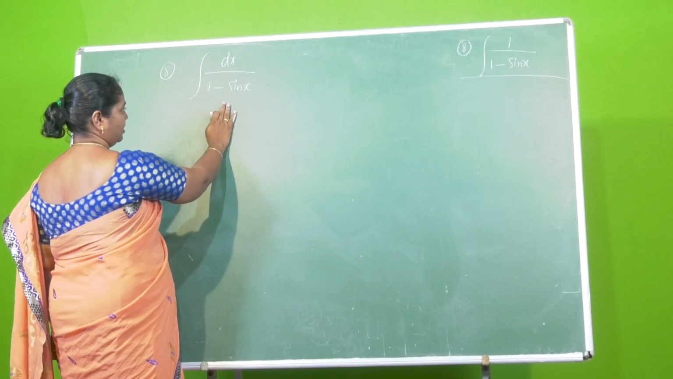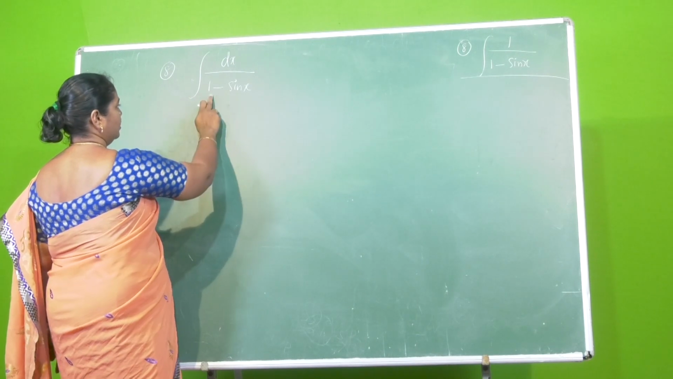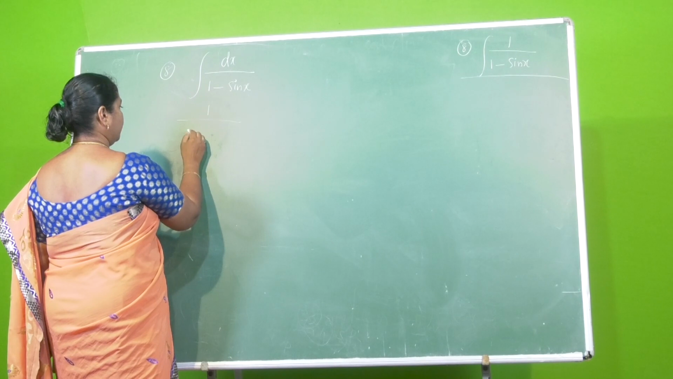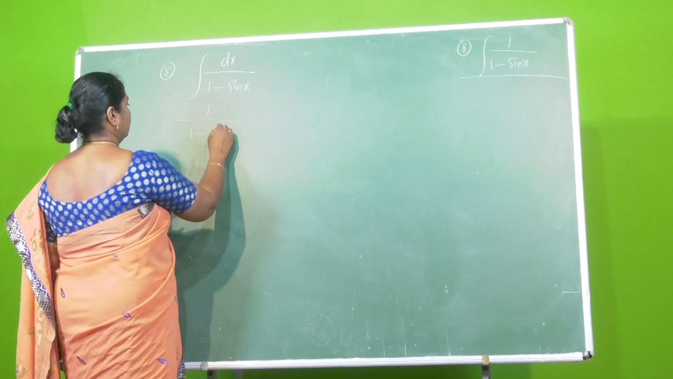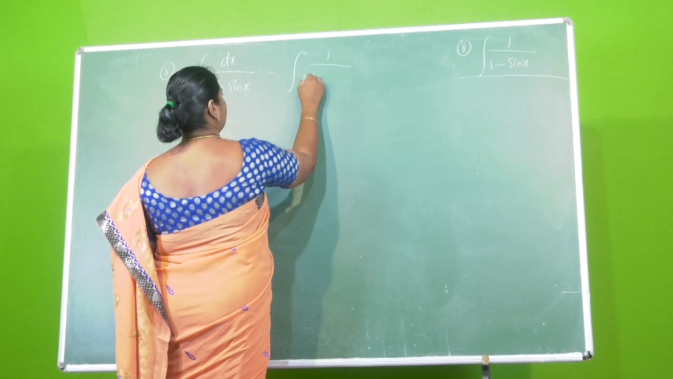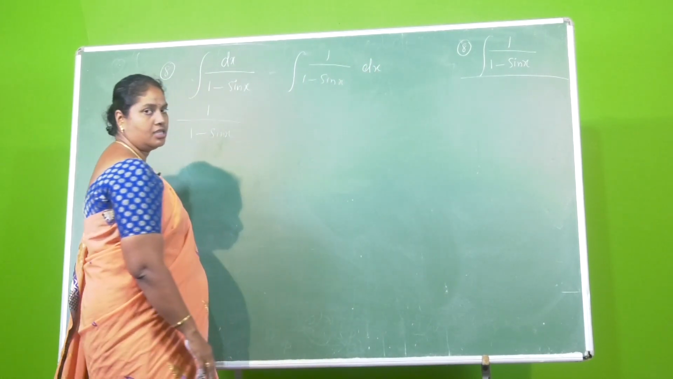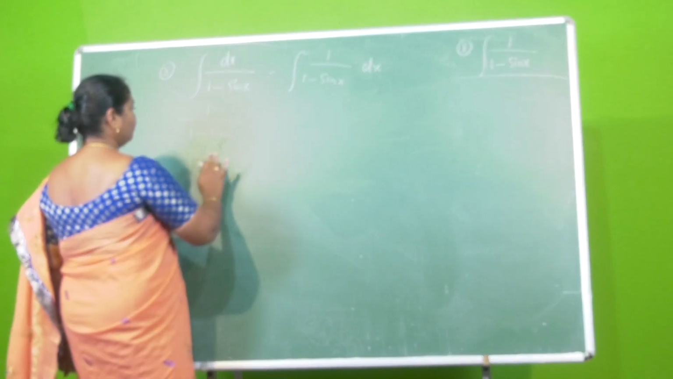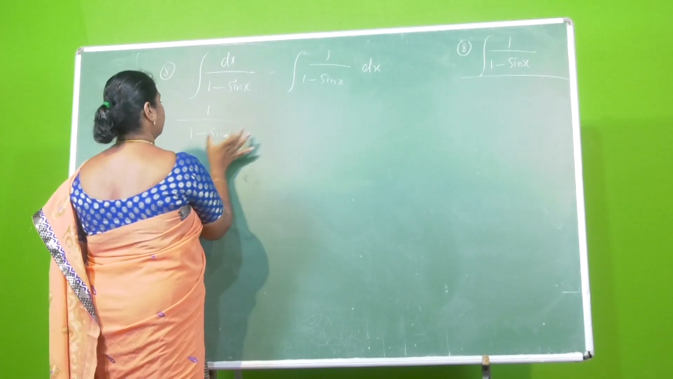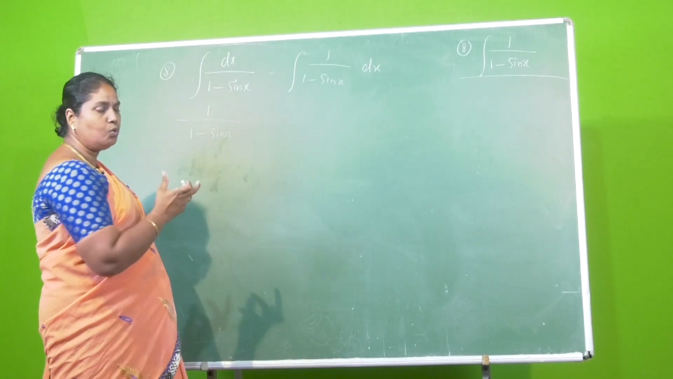Okay viewers, let's solve the final problem in this class. So here we have the expression in the integration, it is 1 by 1 minus sin x. That is, this can be viewed as 1 by 1 minus sin x into dx as in the last problem. So now we are going to use some tricks. That's why I am writing only the integrand. This is 1 by 1 minus sin x.